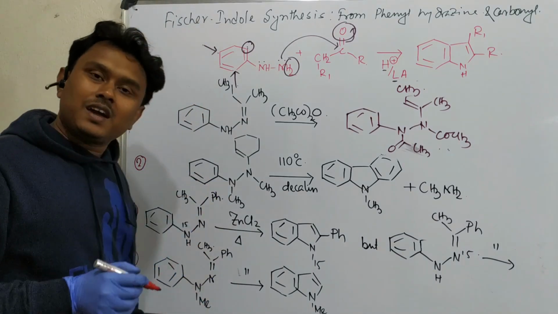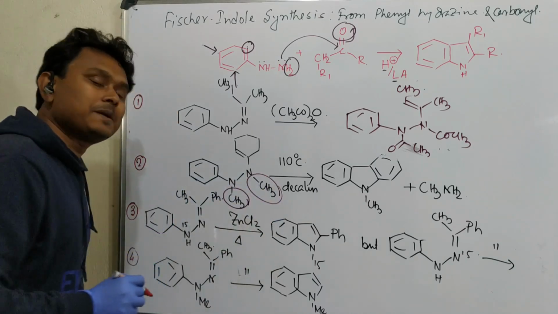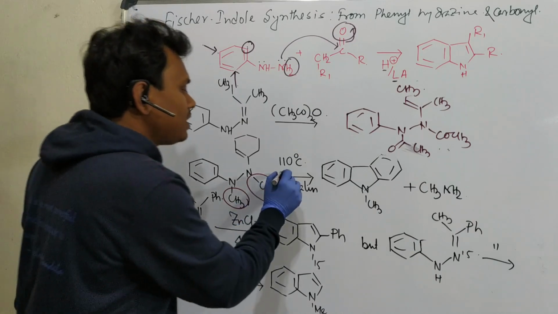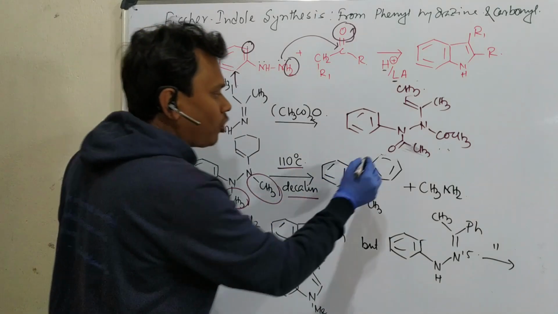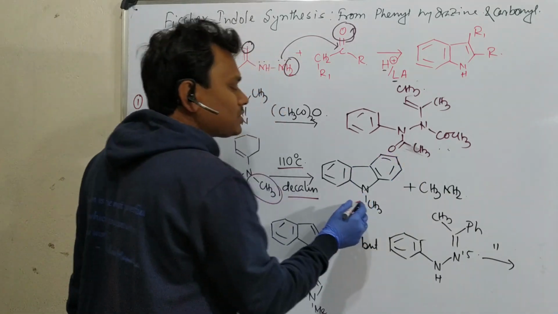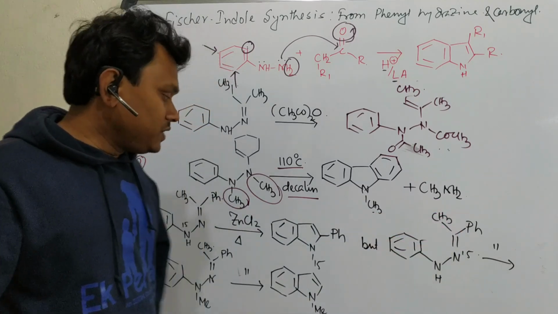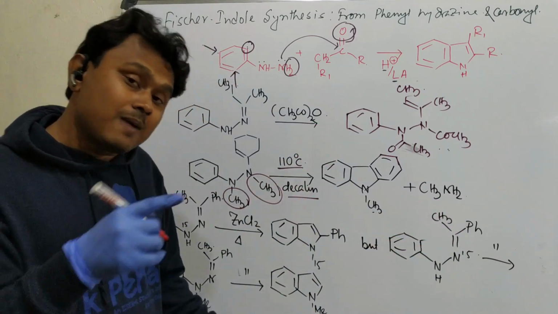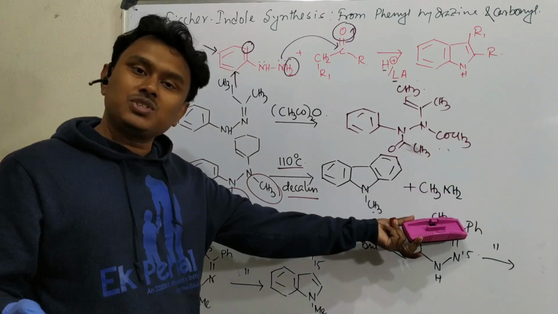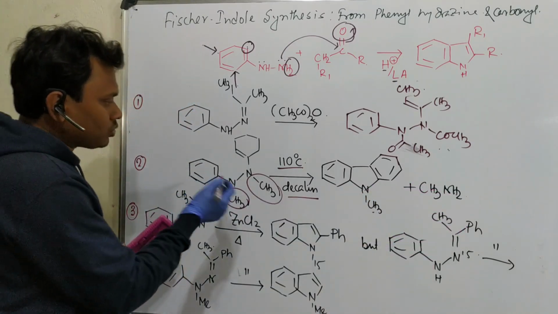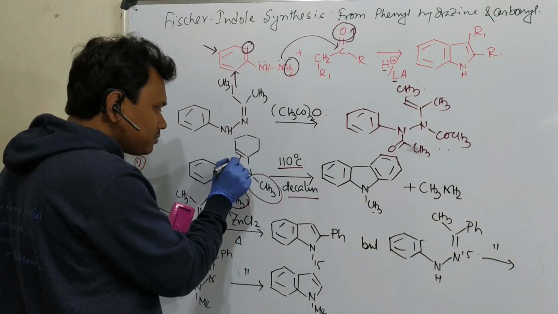See what they have done, they have initially taken methyl substituted in both cases. And under 110 degrees centigrade in decalin solvent, they have obtained this carbazole, the N-methyl carbazole derivative, along with methylamine. Previously we observed that ammonia was released during the reaction. So if it is substituted, then methylamine is released. How is this happening? In this condition, what happens is a C3 sigmatropic shift.